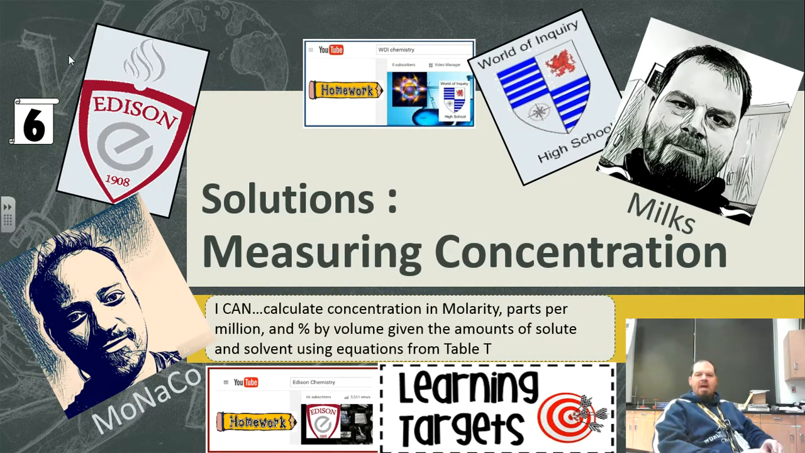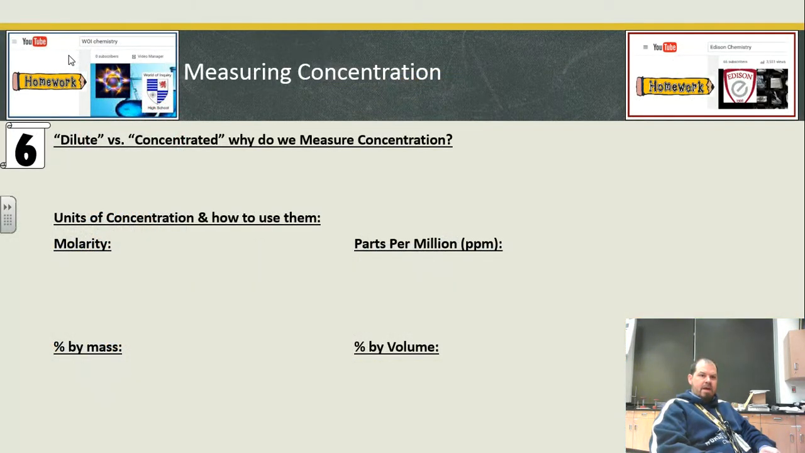Today we get into the math of measuring concentration, and we call this concentration molarity. There is also parts per million and percent by volume or mass. All these equations are ready for you on Table T. Molarity is the big one, and it's the one we'll use in future units, so let's focus on that.